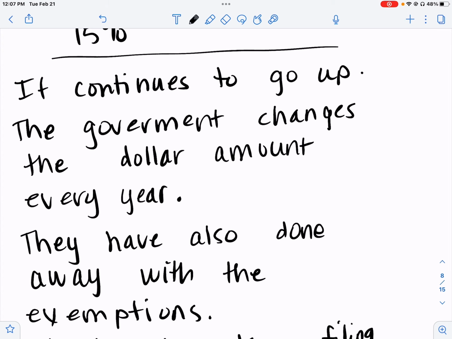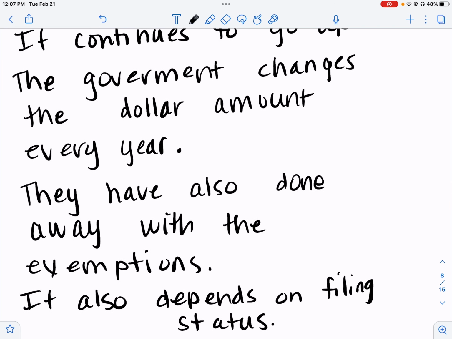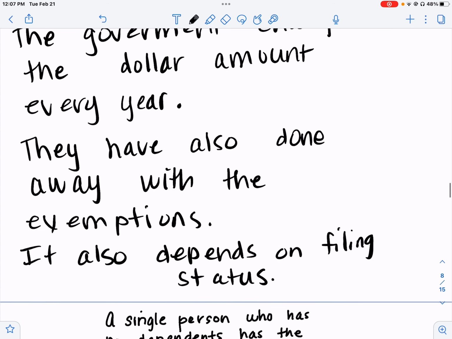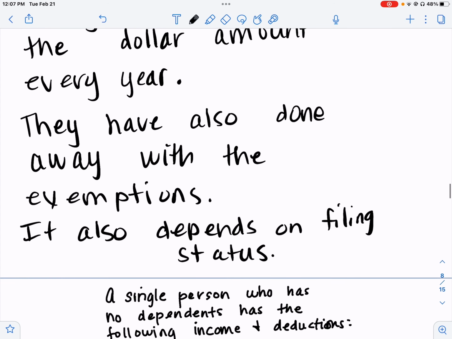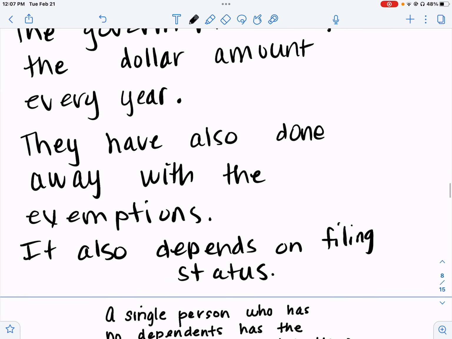The government changes the dollar amounts every year, and sometimes they change the percentages. They actually also did away with exemptions, and it also depends on your filing status. The reason I have exemptions in here is because this book was written in 2016, so we're going to follow along with that. It's just that the exemptions are not really in real life anymore.